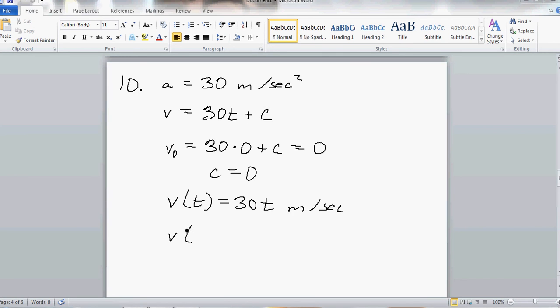2.5 minutes is, oh boy, 150 seconds. So we need to put in 150 instead of the 2.5. And when we do that, let's see, 30 times 150 would be 4,500 meters per second. That's going very, very fast.